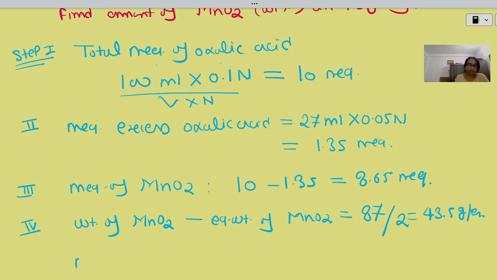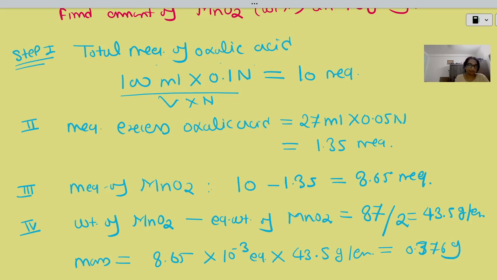Now the mass of manganese oxide is 8.65 molar equivalent multiplied by 10 to the power minus 3, for the conversion of units, into 43.5, the weight of manganese oxide in grams per equivalent. After the calculation, we get 0.376 grams.